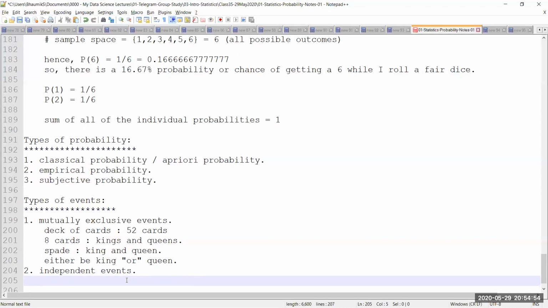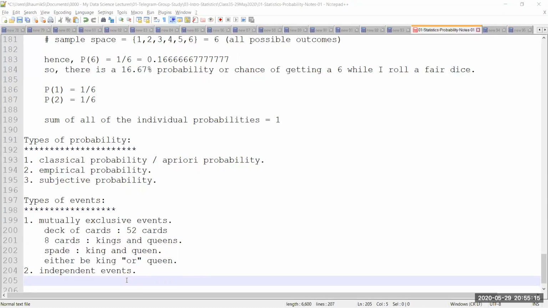Now, what are independent events? Again, let's say I have two events, A and B. A and B are called independent events if the occurrence of A is in no way influenced by the occurrence of B.